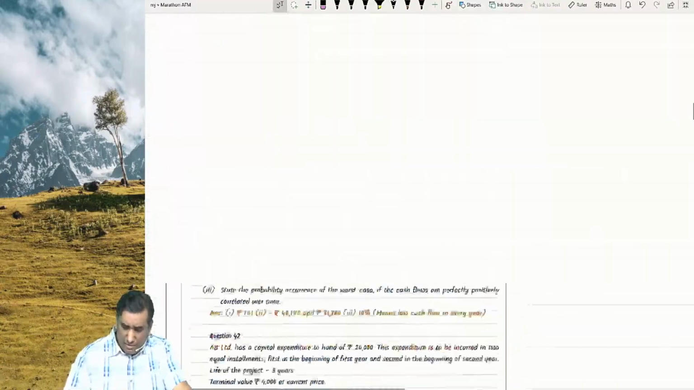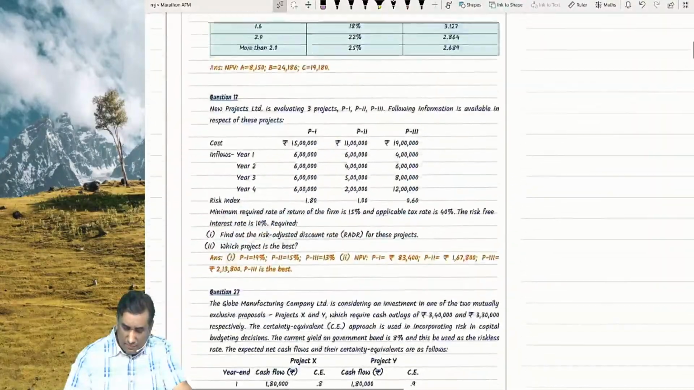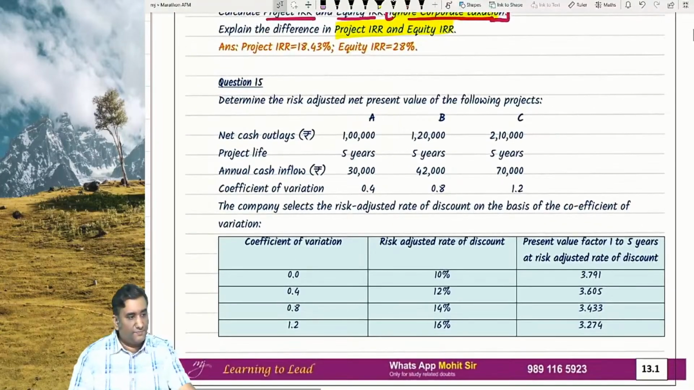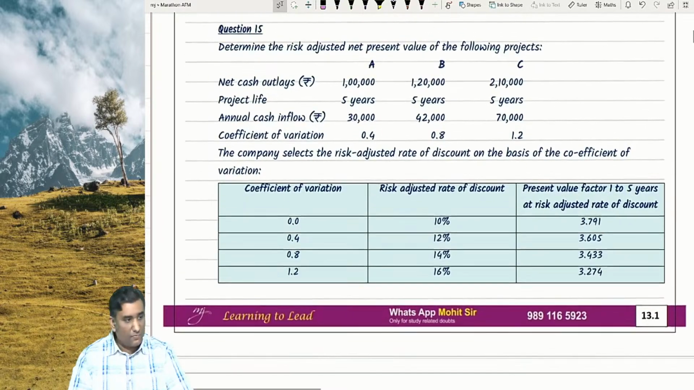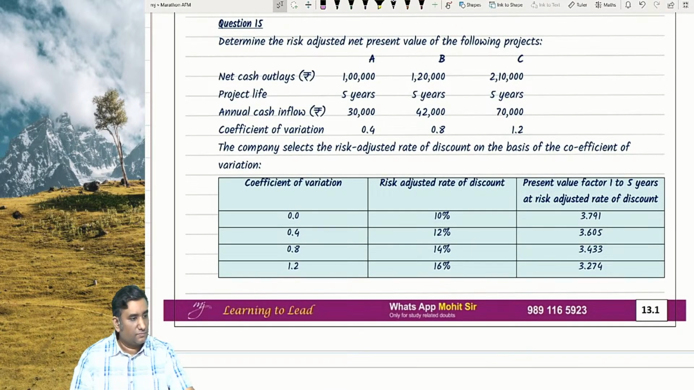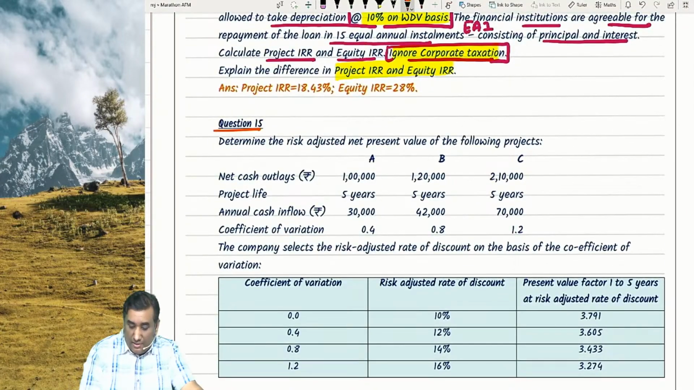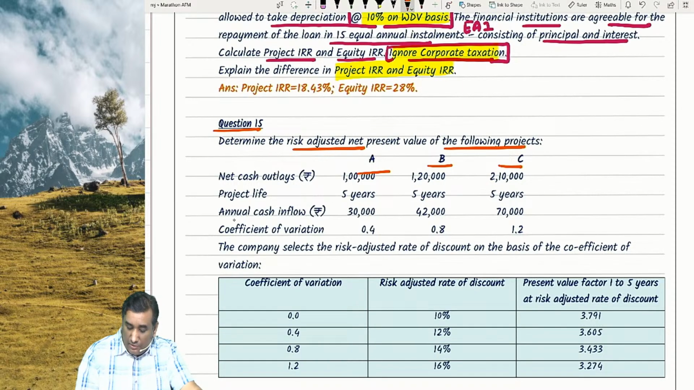Question number 15. If you look at the 15th question, it says determine the risk adjusted NPV of the following projects A, B and C. Net cash outflows, project life 5 years, annual cash inflow, the coefficient of variation.